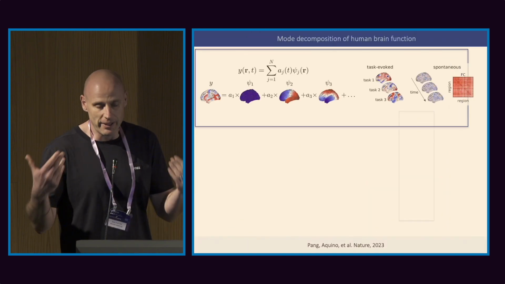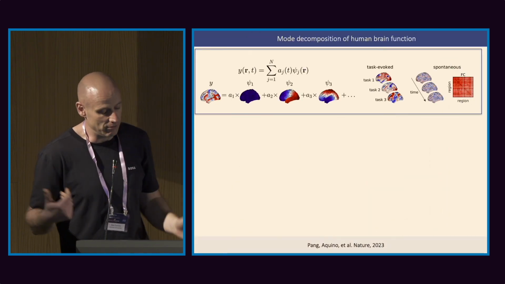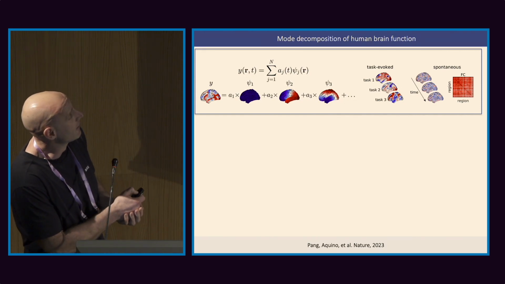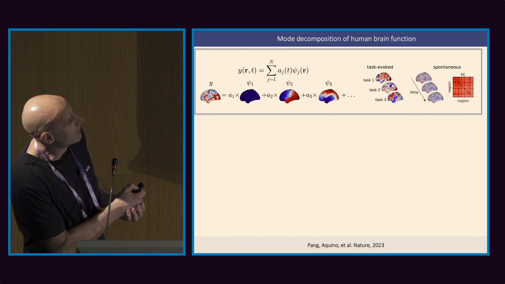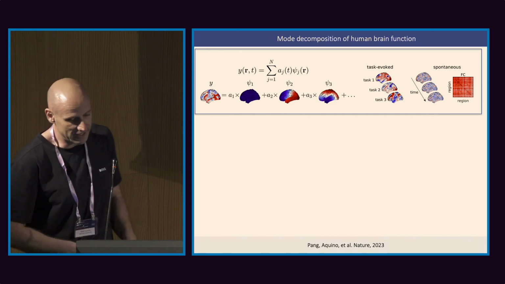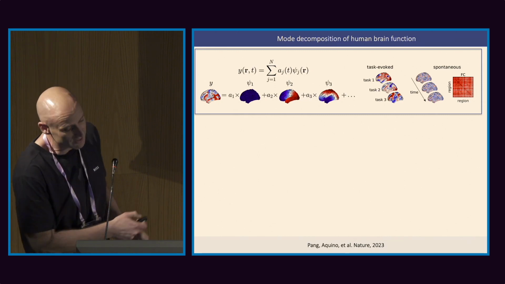So we wanted to compare how well these different modes were able to reconstruct different patterns of activity. This was the basic framework. We take different patterns of resting state or task-evoked activity, so spatial map Y here. We represent that as a weighted sum of our eigenmodes. And we did this for both rest and task.